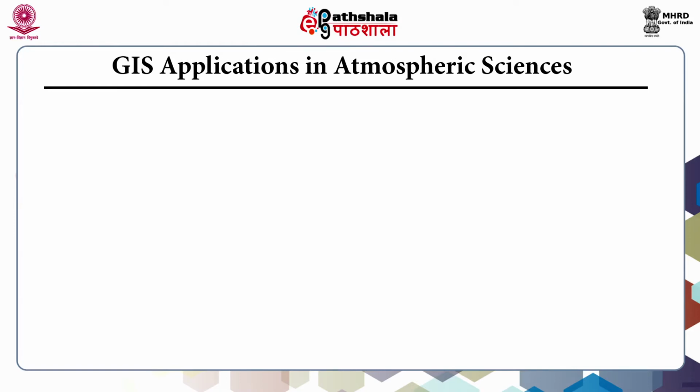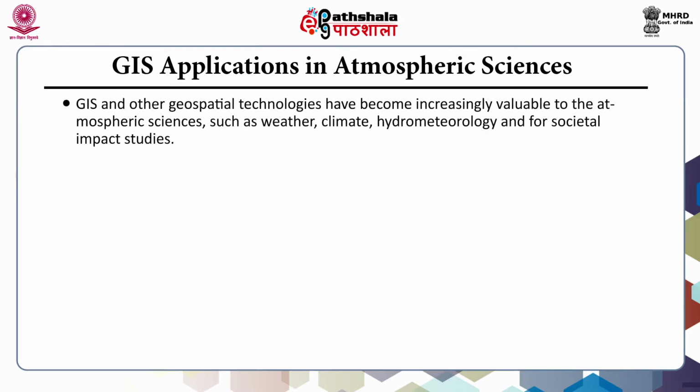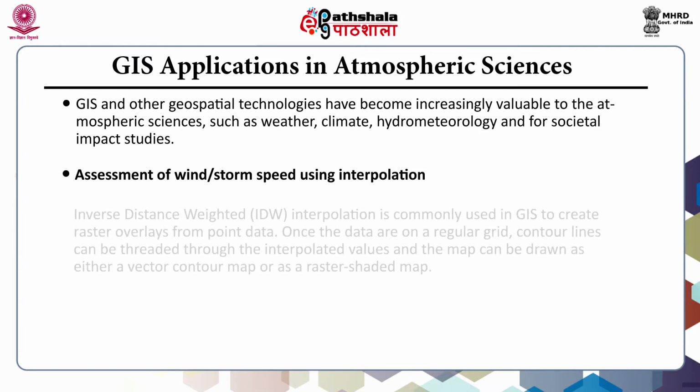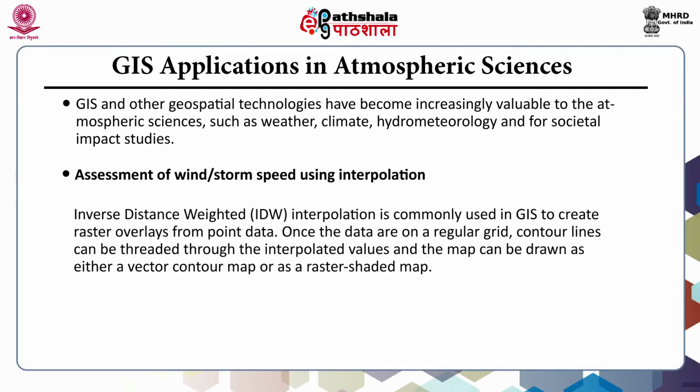GIS application in atmospheric sciences. GIS and other geospatial technologies have become increasingly available to the atmospheric sciences such as weather, climate, hydrometeorology, and for societal impact studies. Assessment of wind or storm speed using inverse distance weighting, that is IDW interpolation, is commonly used in GIS to create raster overlays from point data. Once the data are on a regular grid, control lines can be threaded through the interpolated values and the map can be drawn as either a vector contour map or a raster shaded map.